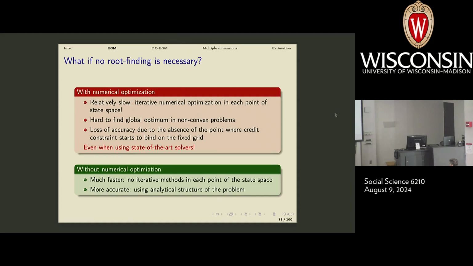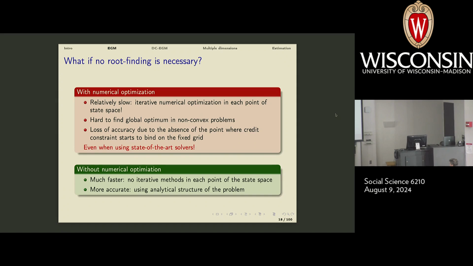OK. Right. OK, so now we get into the EGM territory. So what's the problem with this numerical stuff? It's relatively slow, iterative numerical optimization at each point of the state space. If you happen to have to deal with a non-convex problem, then first order conditions might not be enough, and then you have to actually modify the optimization in each point of the state space in order to somehow ensure that you get a global optimum.